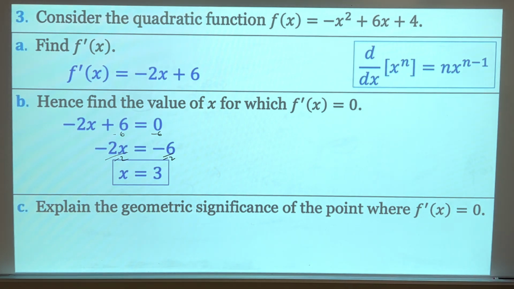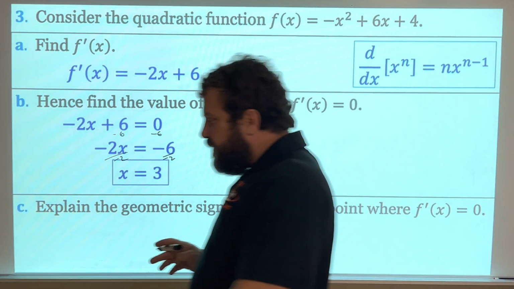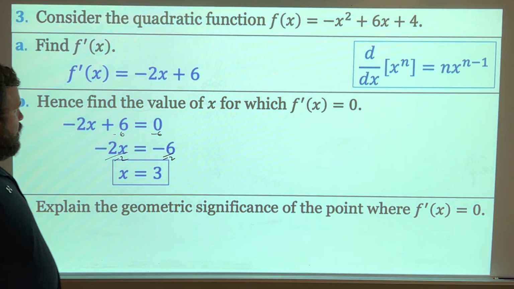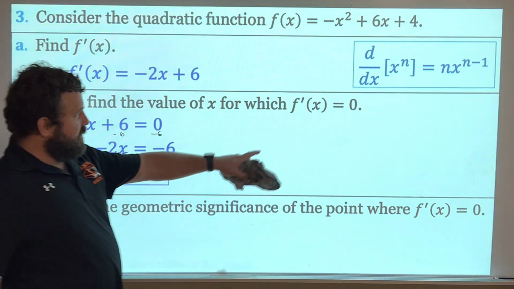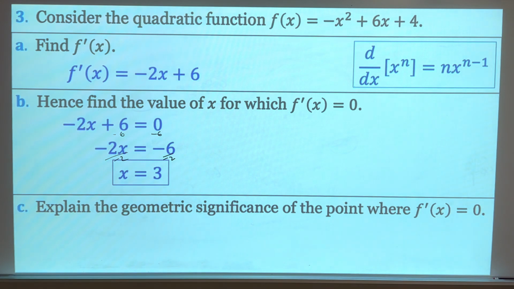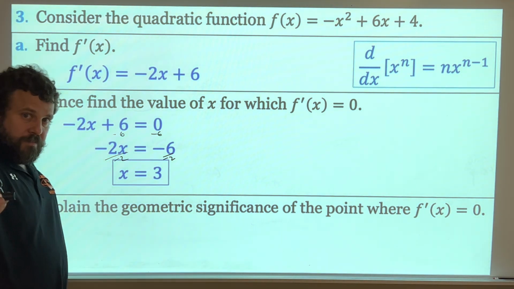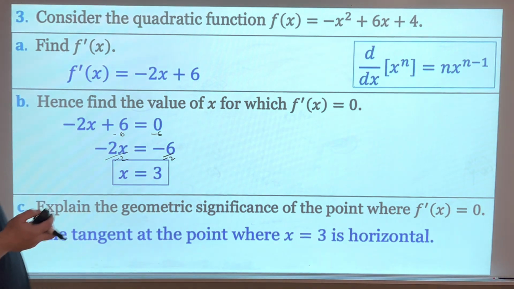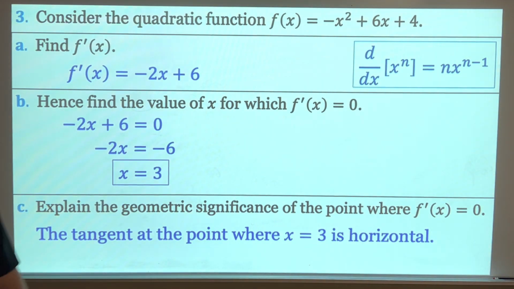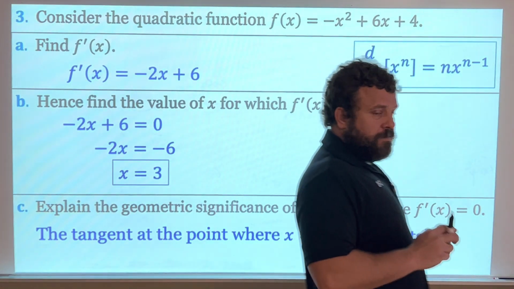C. Explain the geometric significance of the point where f prime of x equals 0. Well, what happens at this point? What is this line, x equals 3? x equals 3 is a blank line. You should have said horizontal line. That's going to play a big role in what we're going to do in the future. Right?